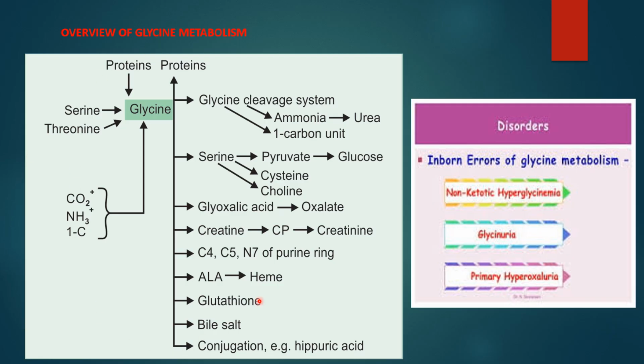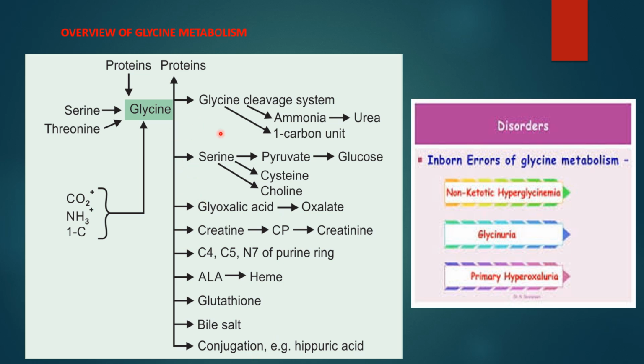Then, this is the overview of glycine metabolism. So we can see it. This zone shows the synthetic pathway, how glycine is derived in the living being. From protein degradation, glycine is there. Then serine can be converted to glycine. Threonine can be converted to glycine. Then carbon dioxide, ammonia, and one carbon species in the presence of glycine synthase enzyme lead to the synthesis of glycine.